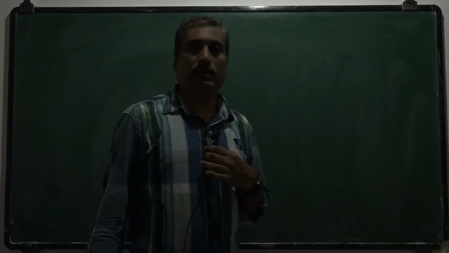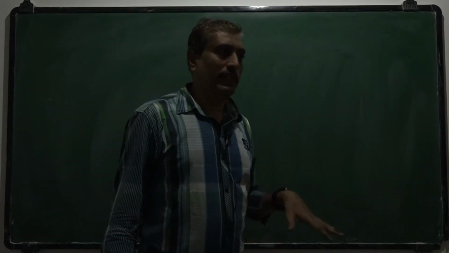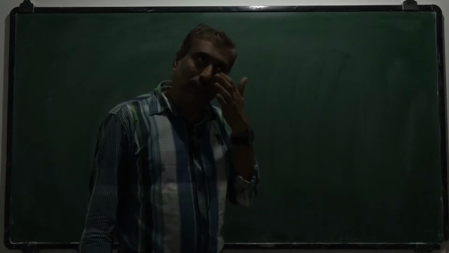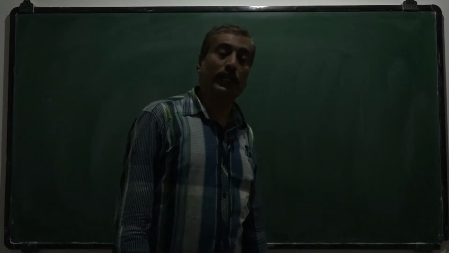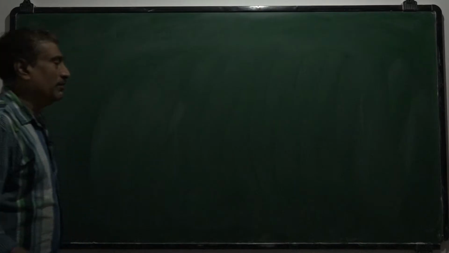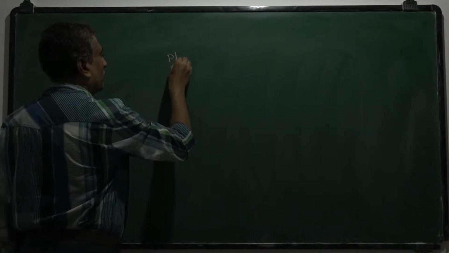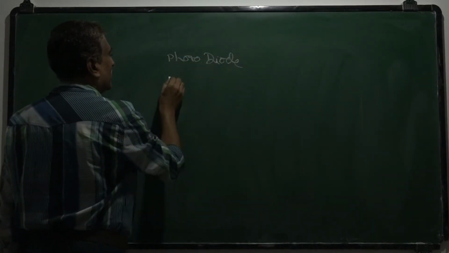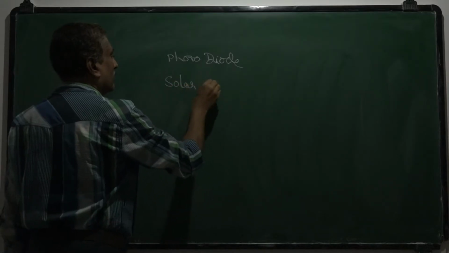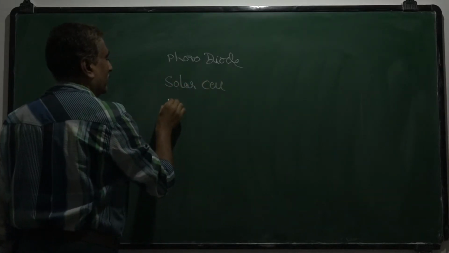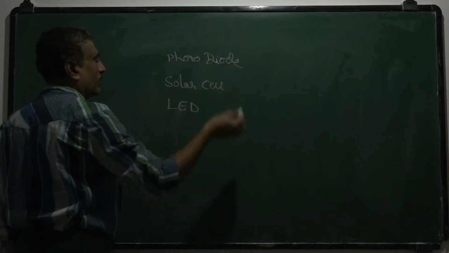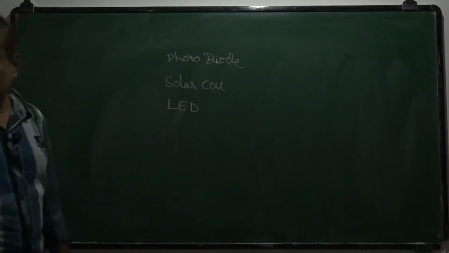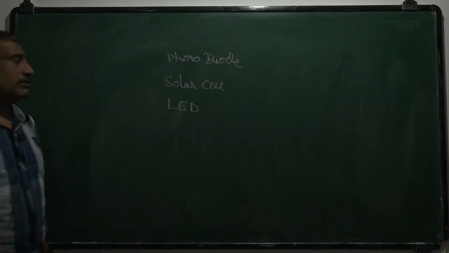To discuss optoelectronic devices, that means semiconductor devices which work with respect to light. The main optoelectronic devices are photodiode, solar cell, and LED. So we discuss one by one. First we discuss about photodiode.